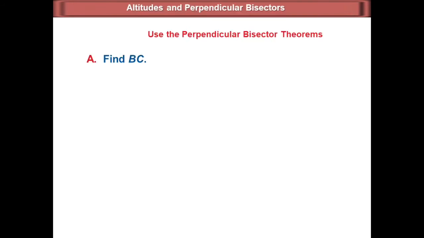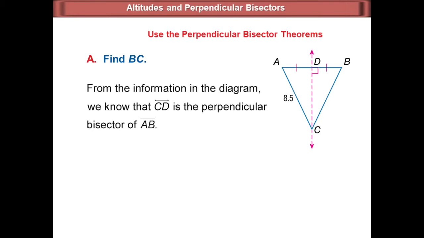We can use the perpendicular bisector theorem to find a missing side. So the perpendicular bisector theorem tells us that AD is congruent to DB, and this is a right angle, which means that this is an isosceles triangle, so BC is 8.5.